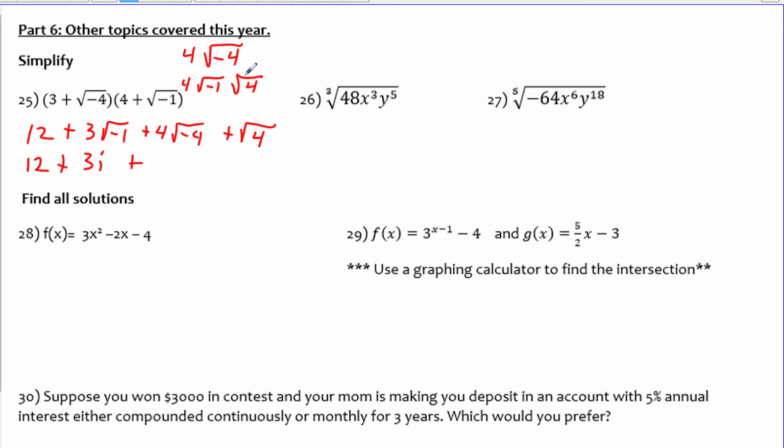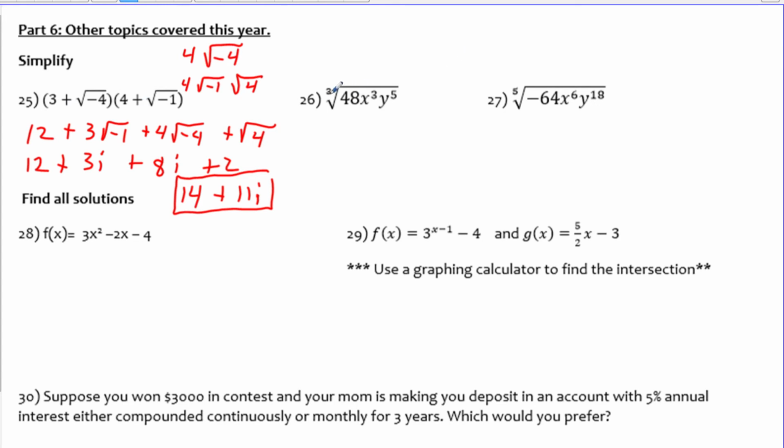So this really says 4 times 2 is 8i, right? And then I can simplify this one as well and call this one just 2, right? The square root of 4 is 2. So now I can do some more combining, because I can say 12 plus 2, well, that's 14. 3i plus 8i is 11i, right? So this is using what we know about i to take this FOILed problem and turn it into a simple form.